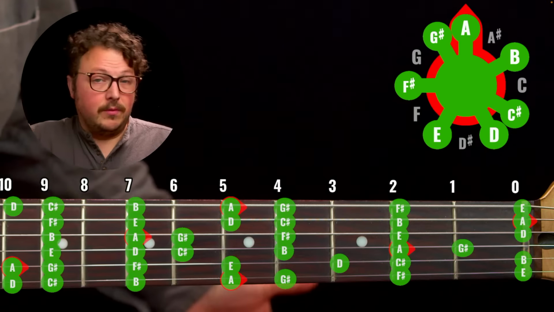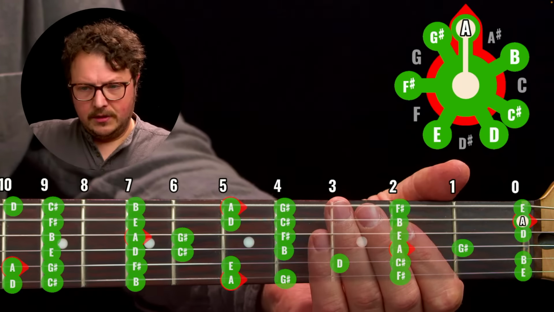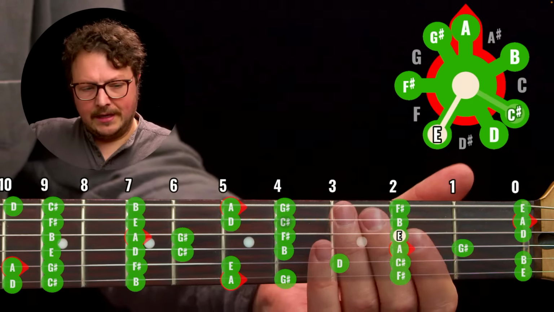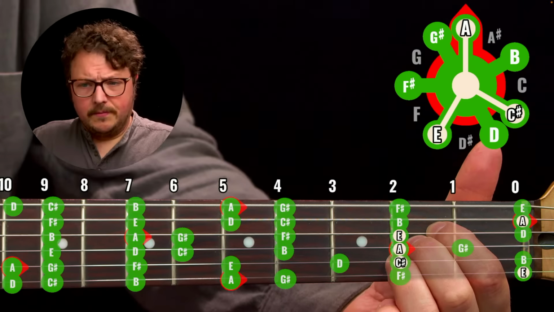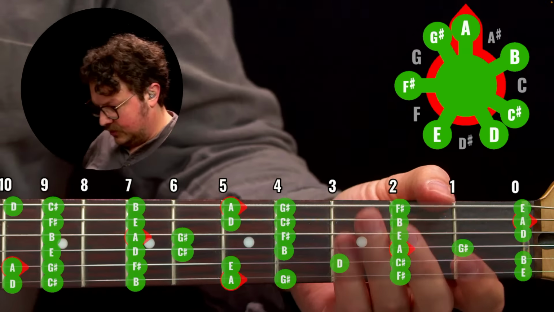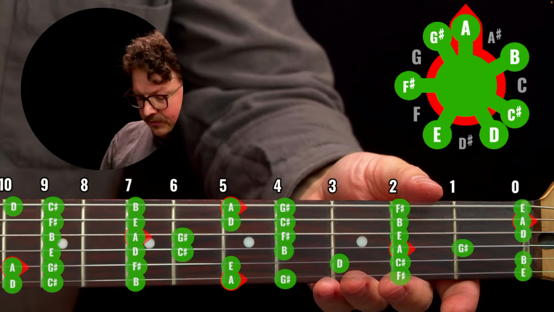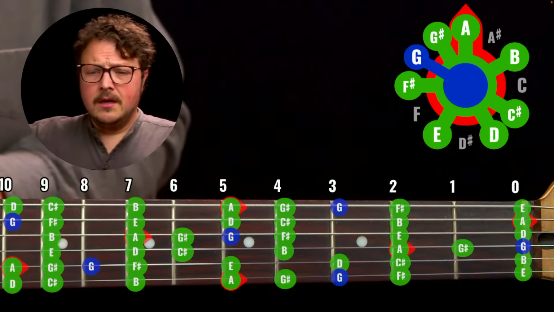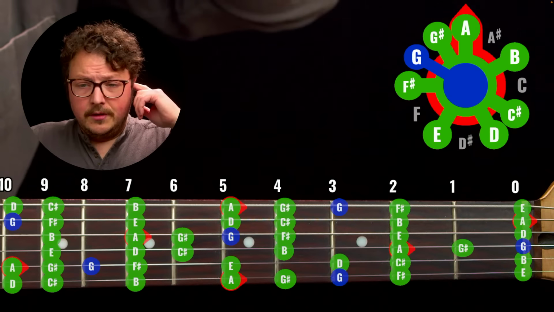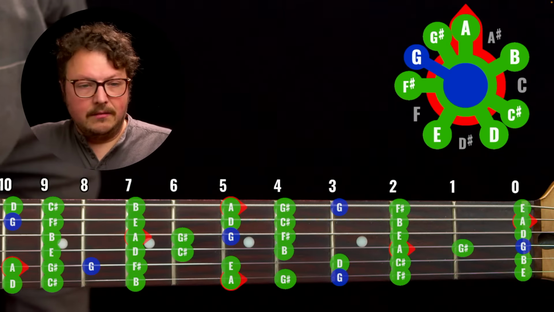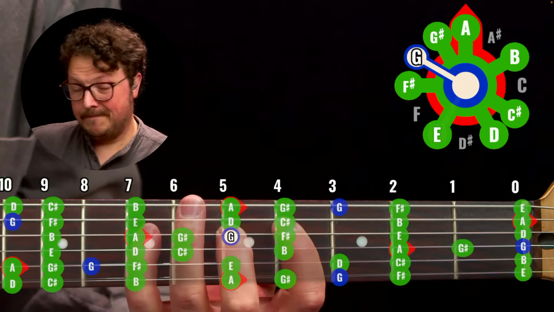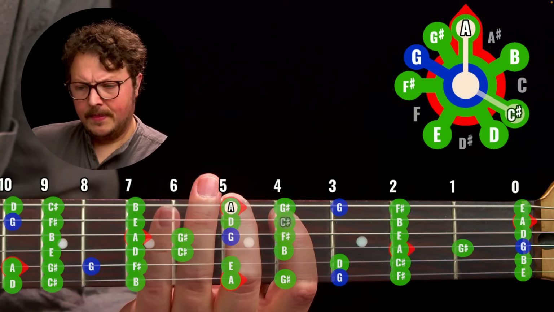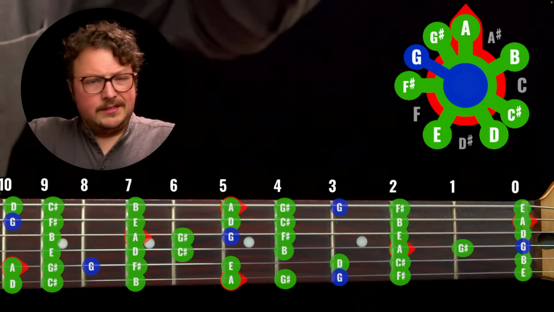And part of the reason people call it a major mode is because the first, third, and fifth notes of that scale still give you a major chord. So if I throw this G in here, let's do blue. That right there is the note that we swap to make an A Mixolydian scale. Right? That's it. That's the difference.